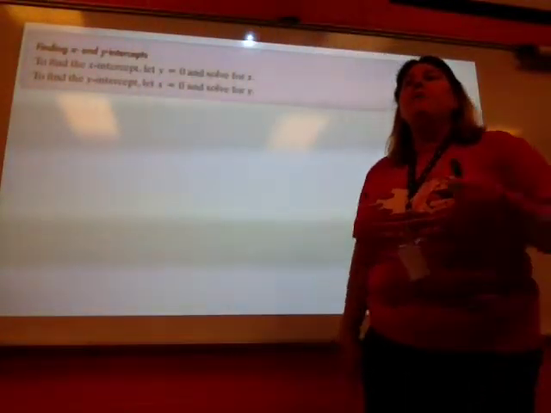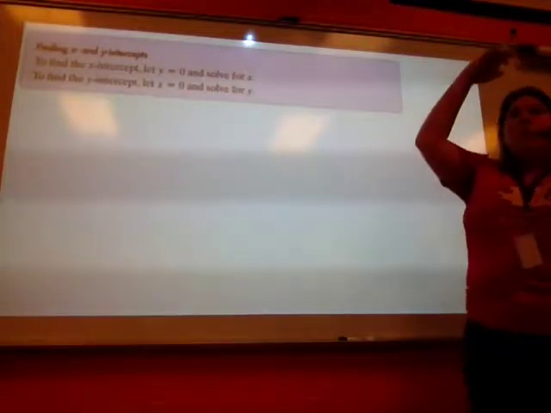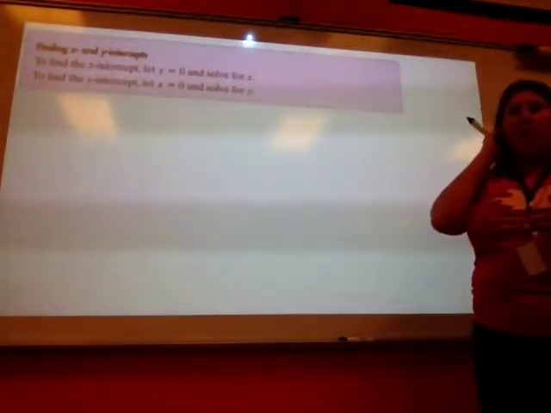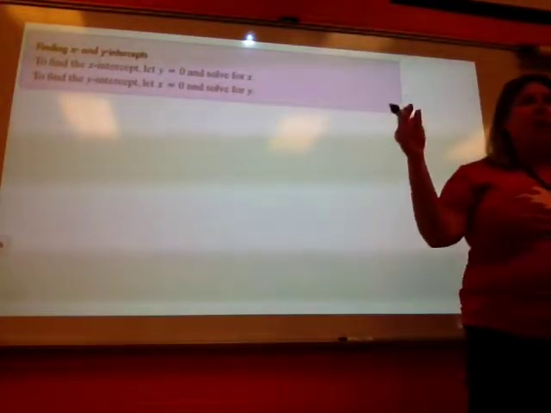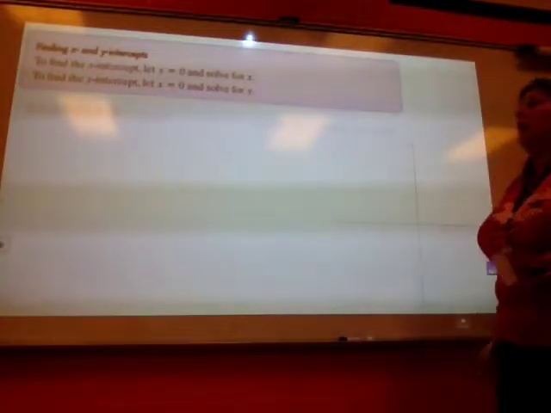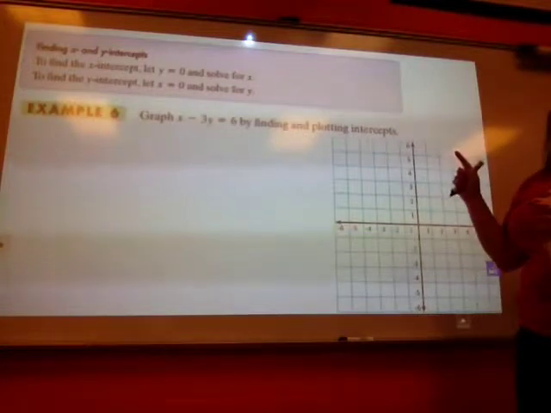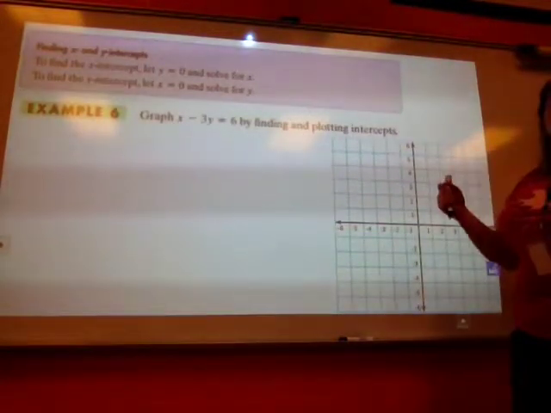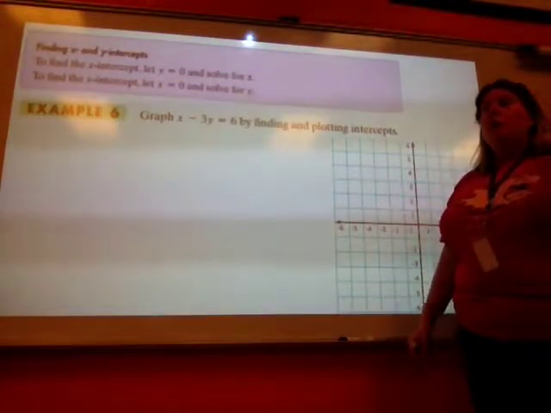So when we graphed using a table of values, we made our table of values, we used a negative, 0, and then a positive value for x. We input, we solved our equation, we found our y, we plotted, all that good stuff, right? Well, today we're going to look at how we graph by finding our x and y intercepts. Those are the 2 points it wants you to use.